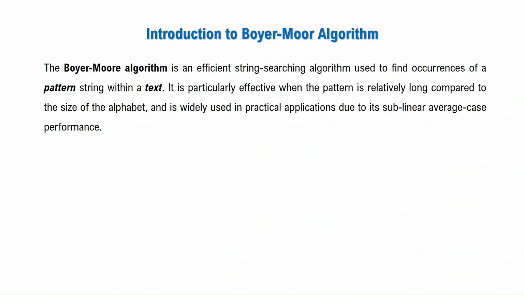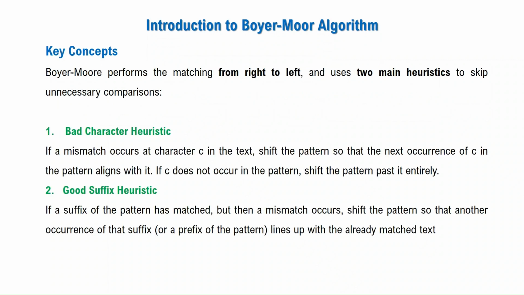Whereas the Boyer-Moore algorithm is smarter. It skips over parts of the text using clever logic, so it is particularly effective when the pattern is relatively long compared to the size of the alphabet. So how does it work? The key concept of the Boyer-Moore algorithm is that you perform the pattern matching from right to left instead of left to right.